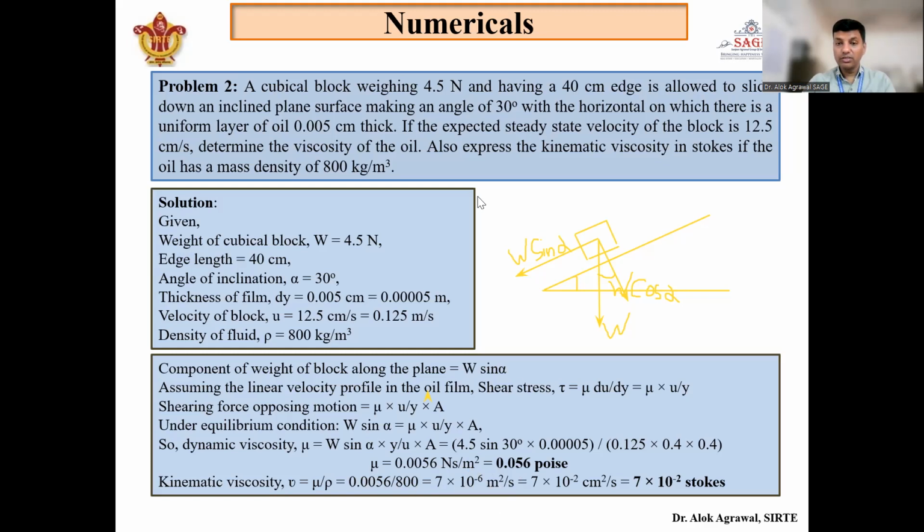Now we have to convert this in Stokes because it is given, and we also know the relationship between the SI and CGS unit of kinematic viscosity. We have to multiply with 10 to the power 4 to convert this meter square per second into centimeter square per second. So we'll get finally 7 into 10 to the power minus 2 Stokes. So this is the second numerical, which is very important because it has been asked in the exam previously.